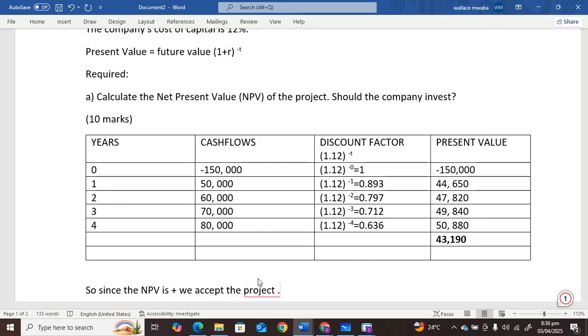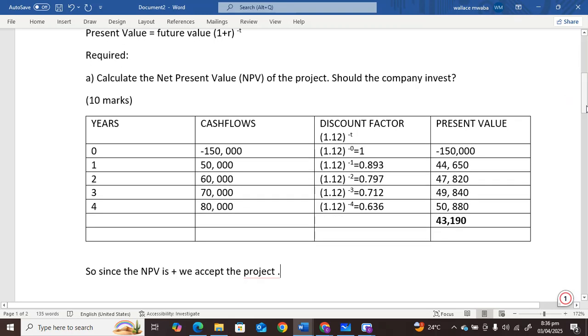So this is how the net present value technique is done. You get your cash flows, multiply them by their discount factors, so you get the present values. Then you add all of them up so that you get your net present value. Any questions before we go to the next one?